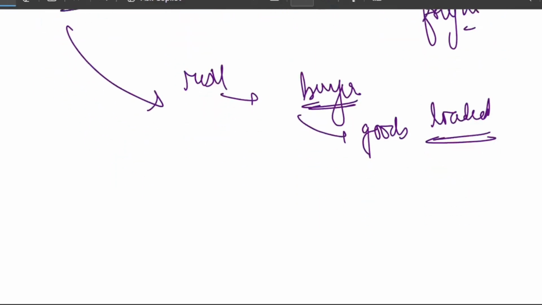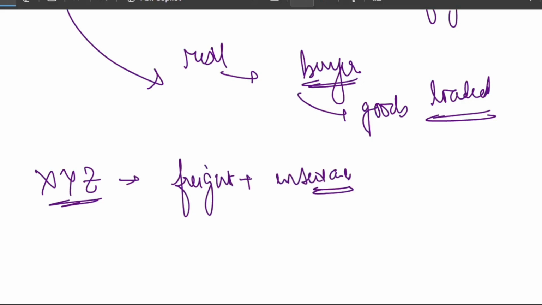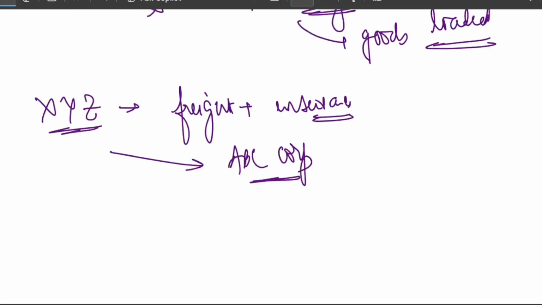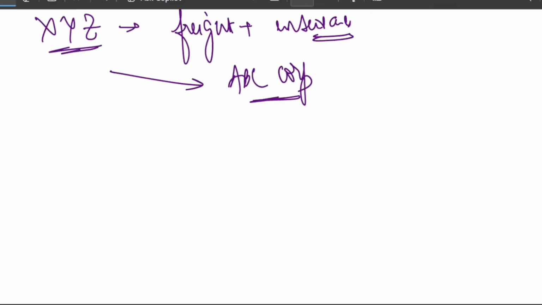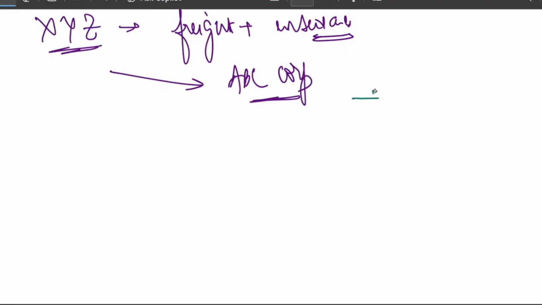So even though the seller, who is XYZ, has paid for freight and insurance, the moment the goods cross the ship rail in Mumbai, the risk will shift to ABC Corp. That's the point. And if the damage occurs during the voyage or during the transit, the buyer must compensate from the insurance company, not the seller, right? So the buyer has to compensate.